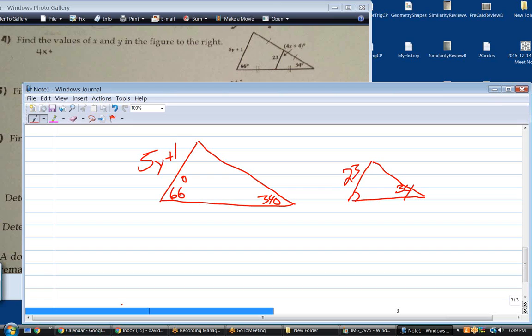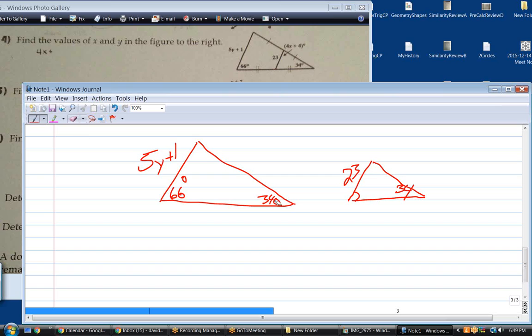That's 34. Are these triangles similar? Yes, so wouldn't that be 66 too? Right. But first of all, why are the triangles similar? What do you need to show similarity? They have to have three angles that are all the same.